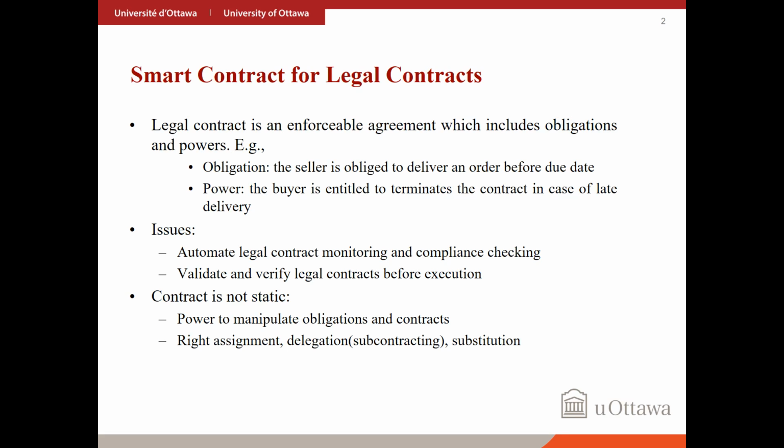A contract is a binding document between two or more parties. This enforceable agreement contains a set of obligations and powers. An obligation is a commitment of a party against a counterparty. For example, in a sales of goods contract, a seller must deliver an order before a confirmed deadline. A power, however, is a set of rights. For example, the buyer has a power to terminate a sales contract if the seller violates the delivery obligation.